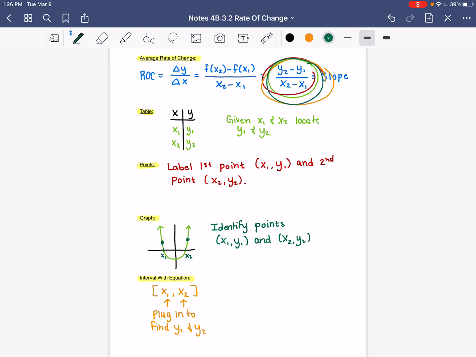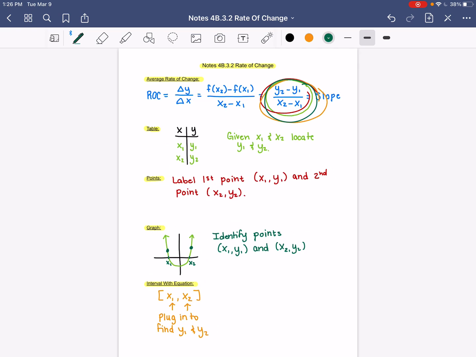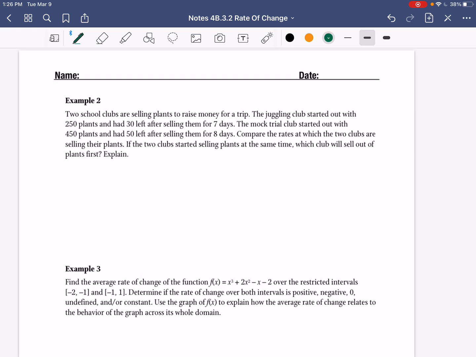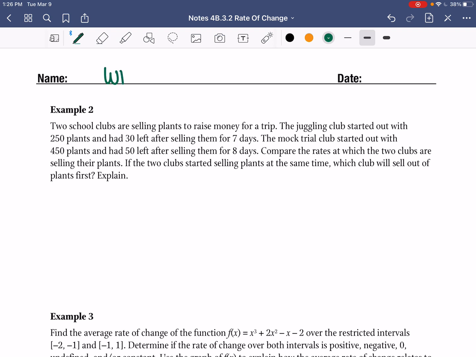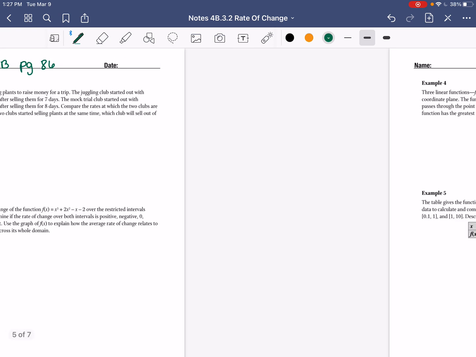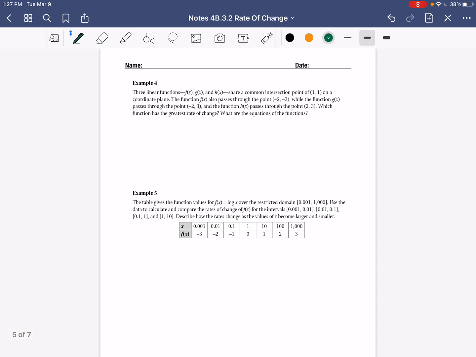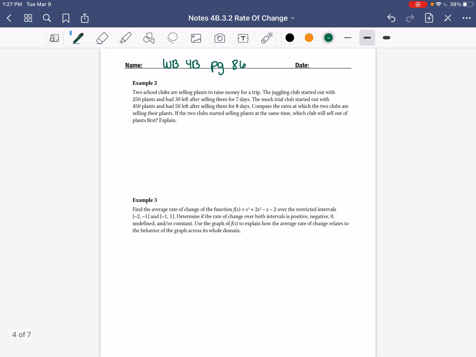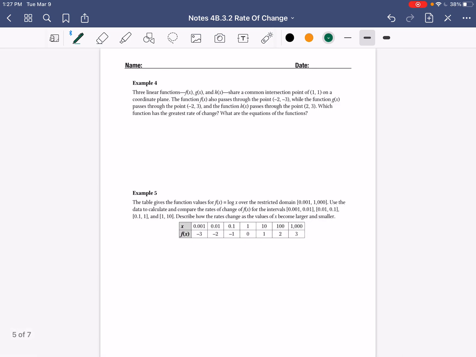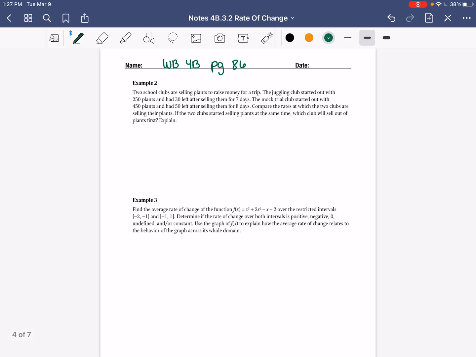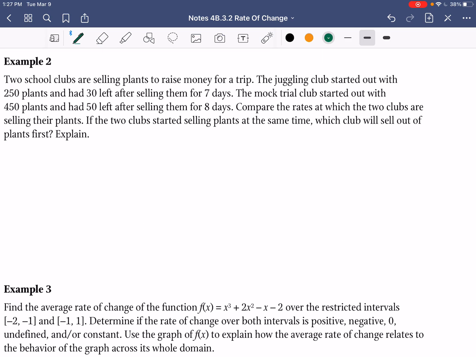We're going to do 4 examples from our workbook. So I need you guys to grab your workbook 4B. This is on page 86. So all 4 of your examples are super crammed on the same page. On the online version, they spread out these examples. We're not doing example 1, we're just doing example 2, 3, 4, and 5. So they're really crammed in, so you just have to kind of write small.